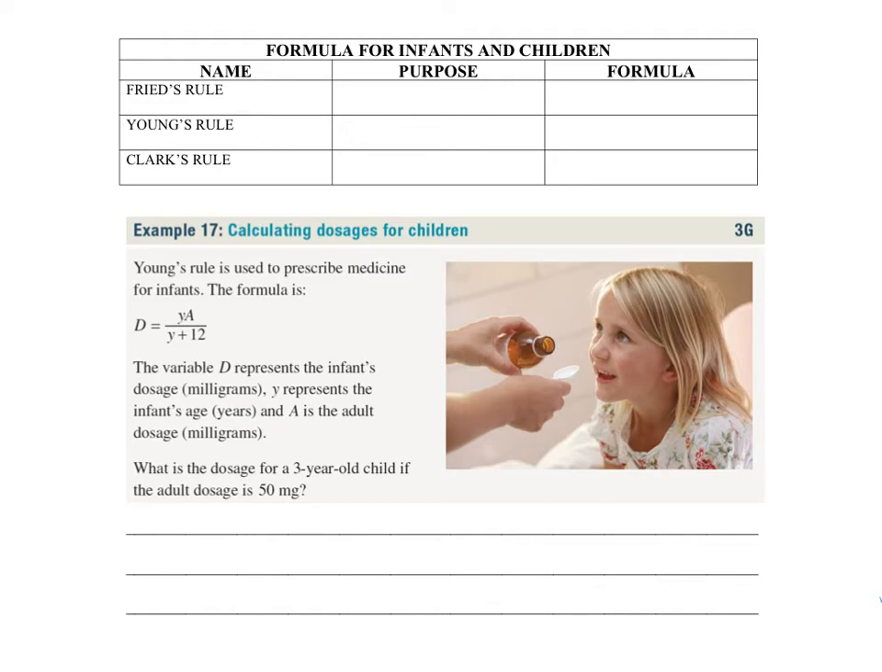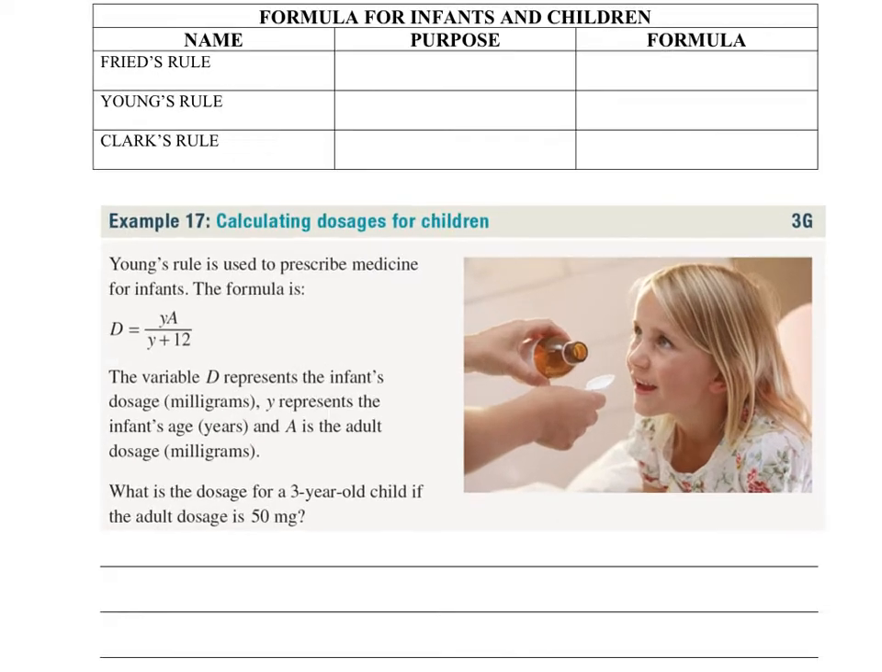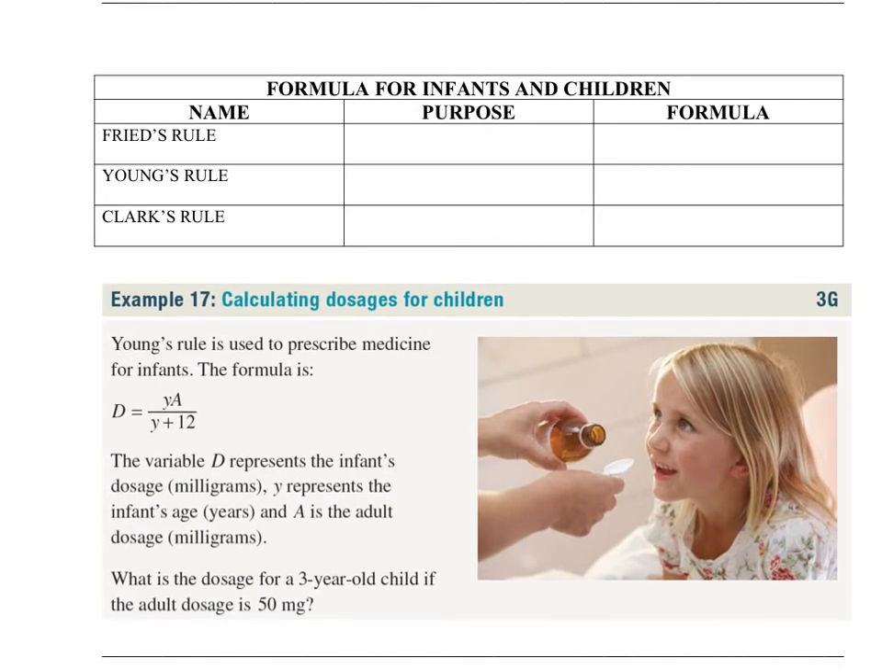Okay, so let's have a look at what the formulas are. So first of all, what are Fried's, Young's and Clark's rules? The purpose of each of these is the dosage for children. So just write here, dosage for children. And this one is for children that are 1 to 2 years. Each of these rules is a little bit different, and you just need to use the table to determine which rule you're going to use.